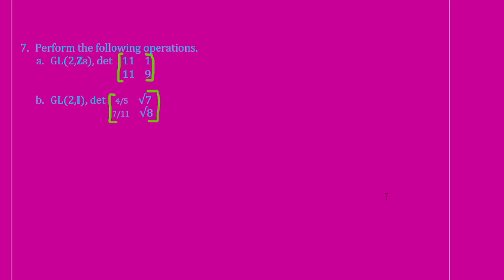And then we have a GL2 of the irrational numbers, and the determinant is 4 over 5, square root of 7, 7 over 11, and square root of 8. GL is, I can't remember if I covered this in the lectures or not, but it's basically a general linear group of matrices. So let's perform these operations. Let's start with A.